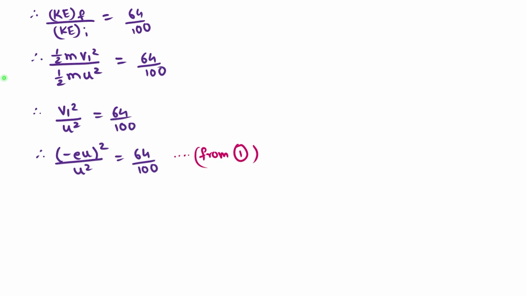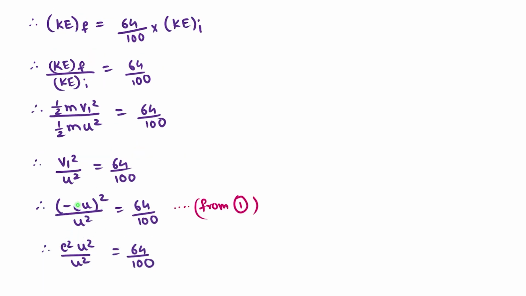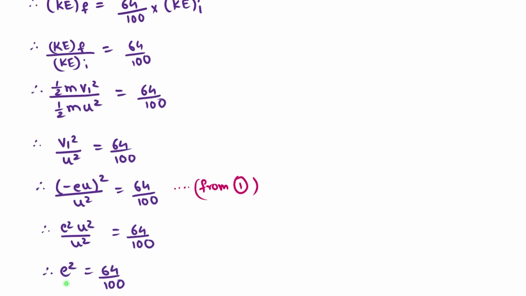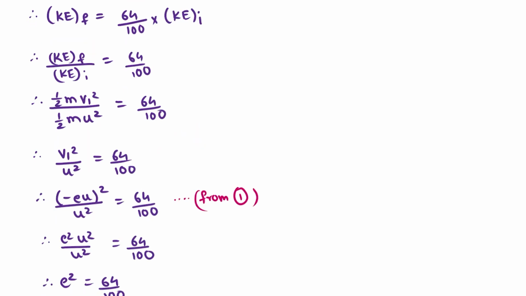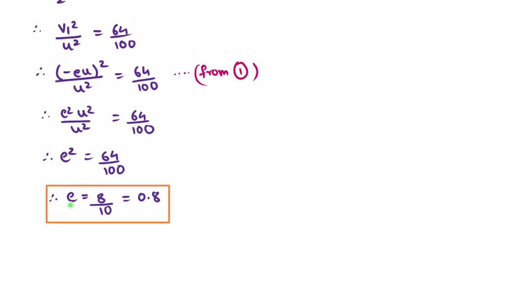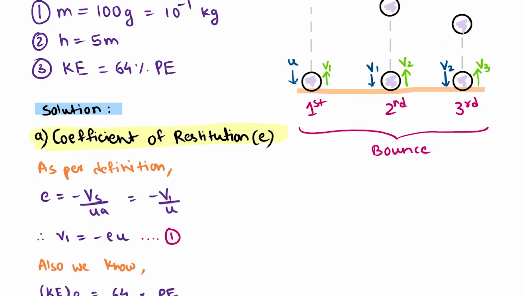And if I were to open the bracket, I would get minus e square is e square, u square is u square, divided by u square, equals 64 upon 100. From this, I can cancel the common term u square from numerator and denominator, which gives me e square as a ratio of 64 upon 100. And now, if I were to calculate e, I simply take the square root. From that, I get e is equal to 8 by 10 or 0.8, which is our value of the coefficient of restitution. With this, our part A of the question is done.